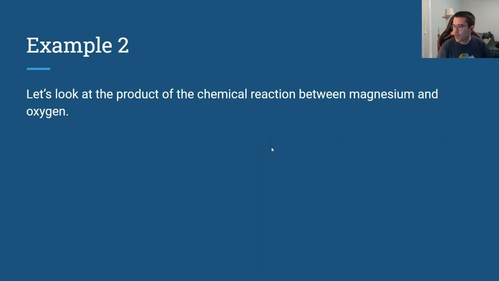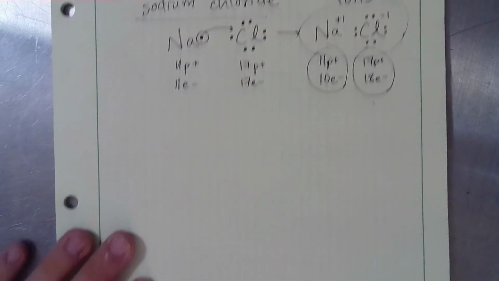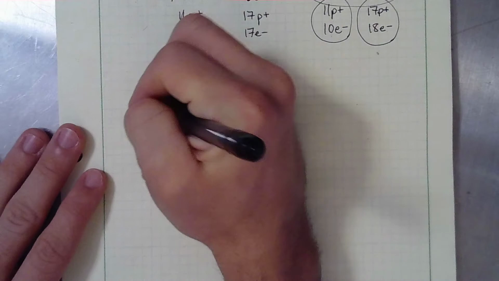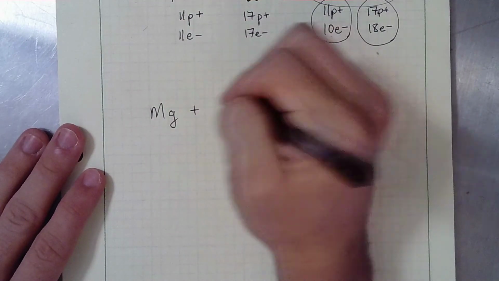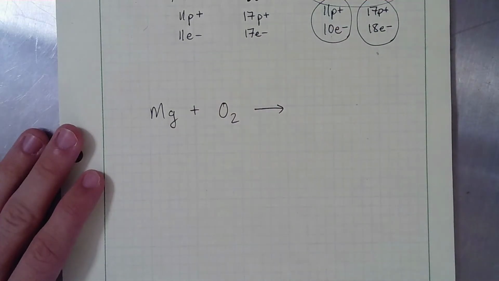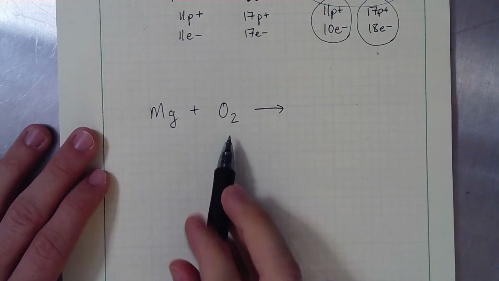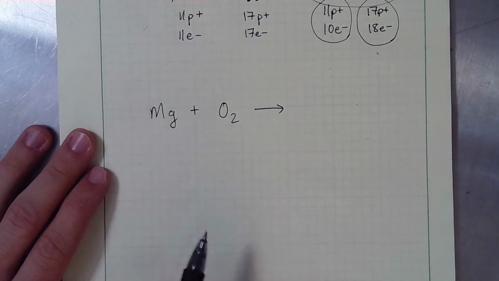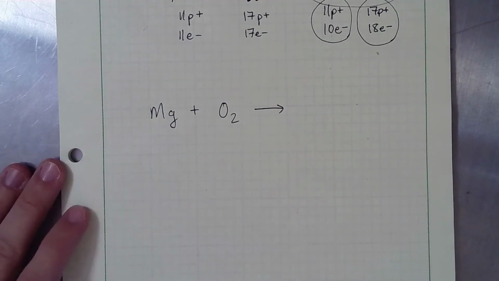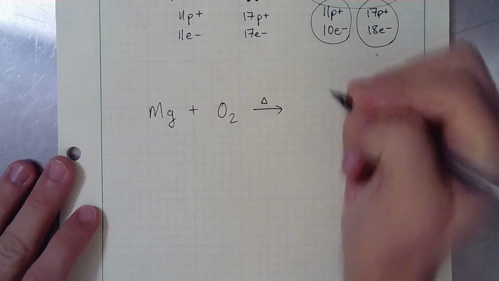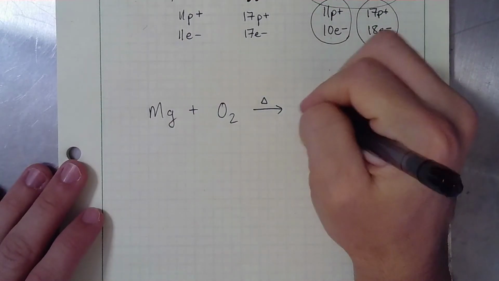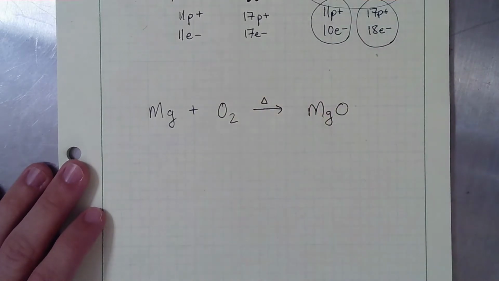And really quickly, because I know my video is lengthening here, I want to get into the next example. Let's look at the product of a chemical reaction between magnesium and oxygen. Typically in class, I would do this reaction in front of you because it's pretty cool. You can take magnesium and oxygen gas. You would have a little strip of magnesium metal, oxygen gas in the air, and you light it on fire. That little triangle there means add heat. And you will form a new chemical called magnesium oxide.